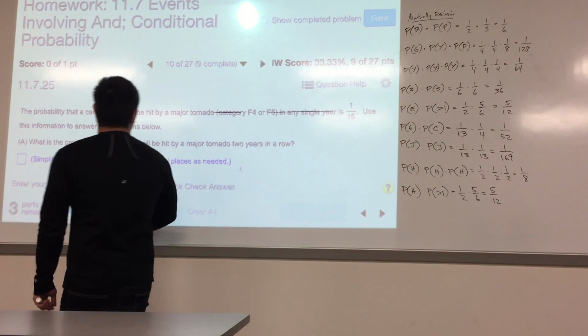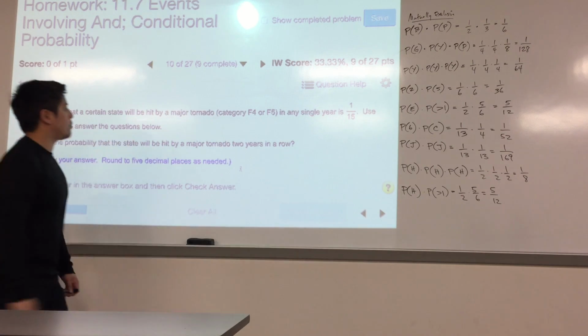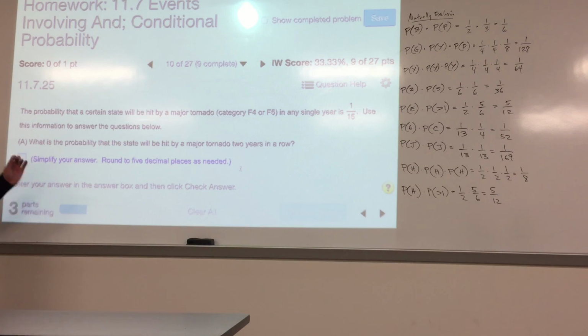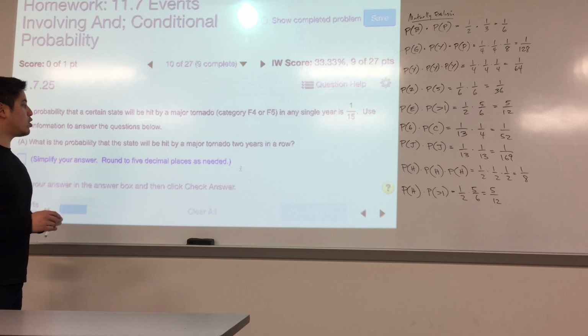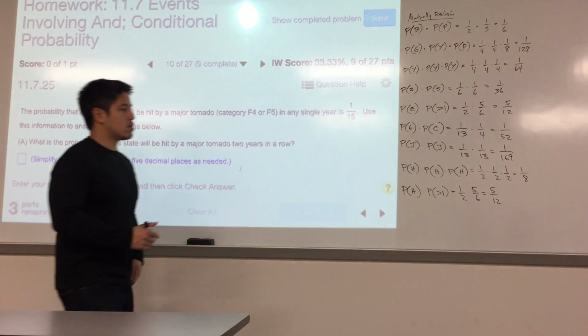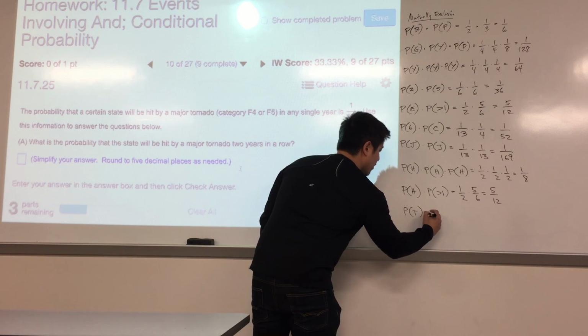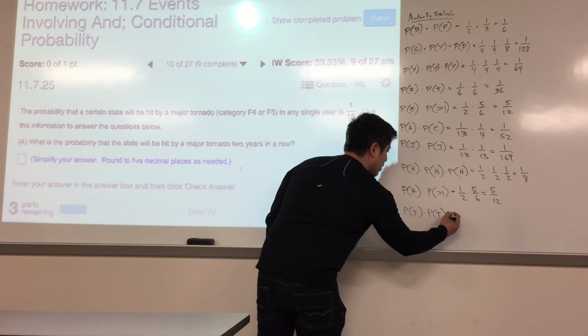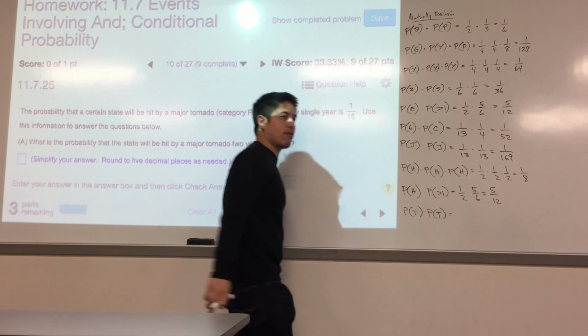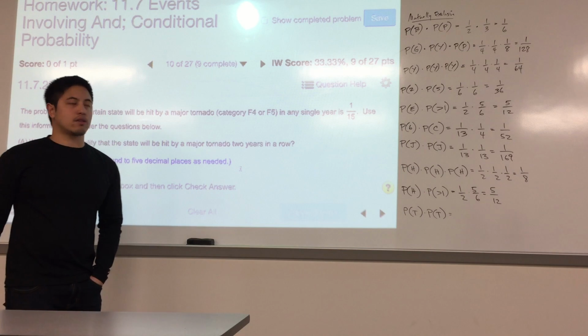The probability that a certain state will be hit by a major tornado in any single year is 1 out of 15. Use this information to answer the question below. Part A. What is the probability that the state will be hit by a major tornado 2 years in a row? So what I'm going to do here is I'm going to say probability of getting a tornado and then probability of getting another tornado because it's first year and second year. Everybody agree? Does that make sense, guys?